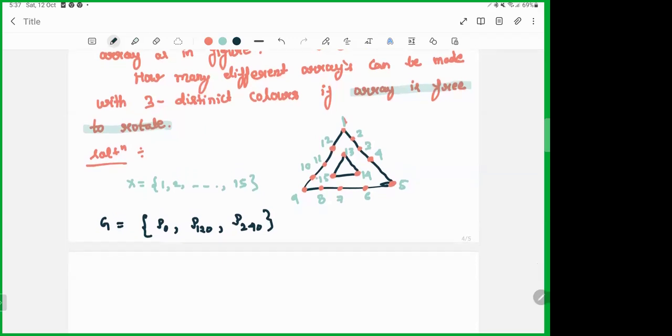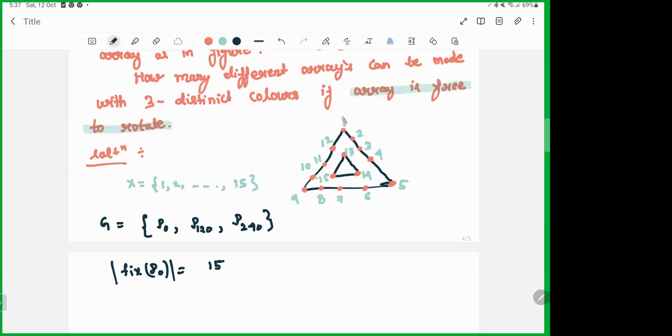So can you see now how to use Burnside's lemma? What is the fix of rho naught? Everything is fixed under rho naught, right? So the cardinality of the fixed points of rho naught is 15.